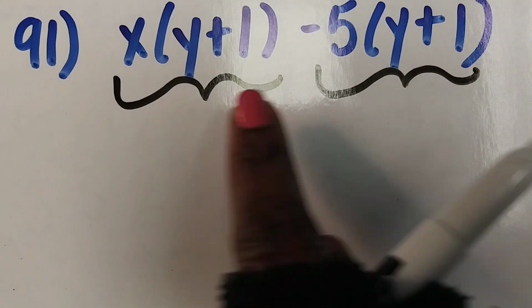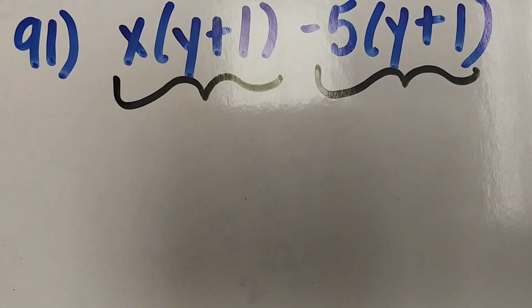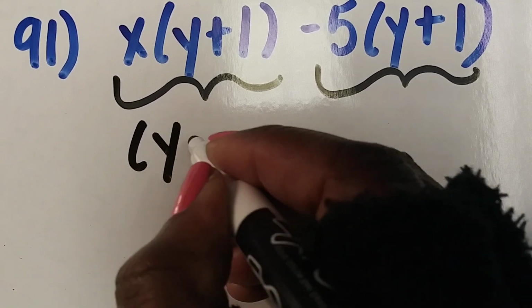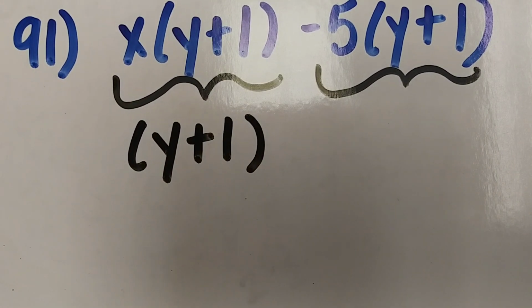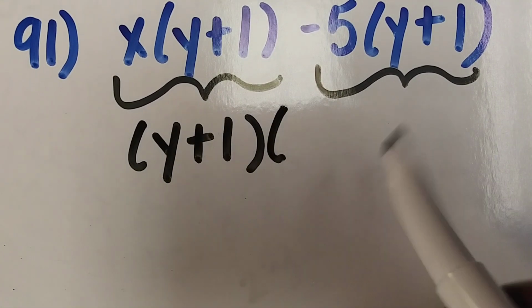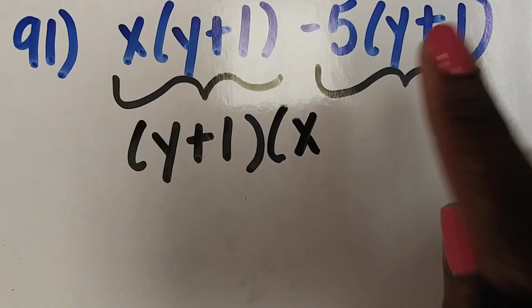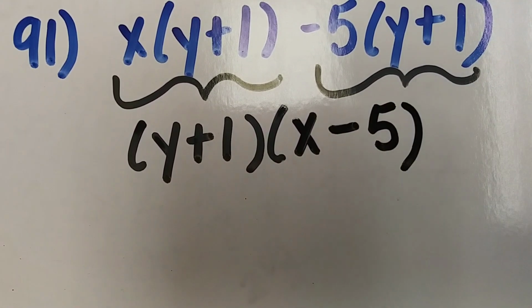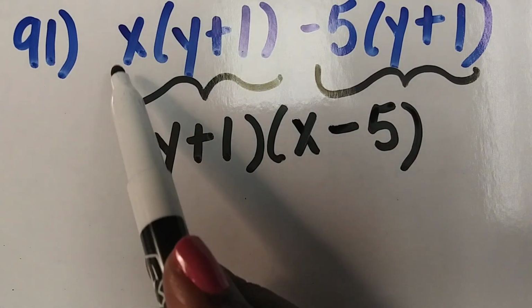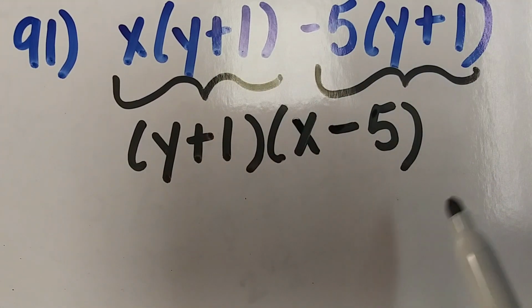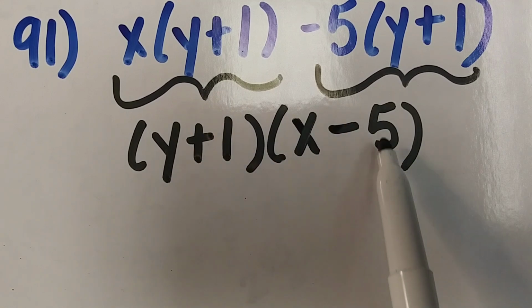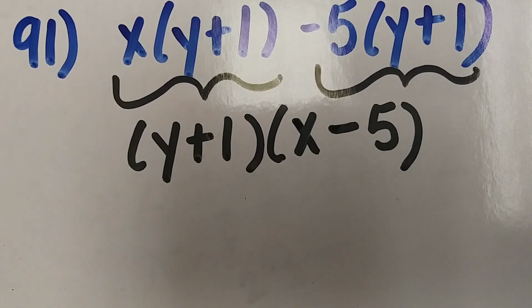Look at the 2 parts. What do both parts have in common? They both have a y plus 1 in common. In my second parentheses, what did the first part have left over? An x. What did the second part have left over? A minus 5. And that is my answer. Right here, you can check your work. You would distribute the x, distribute the minus 5, and then you can do the FOIL method or box method here, and then you compare the 2 answers, and you'll see they're the same expression.